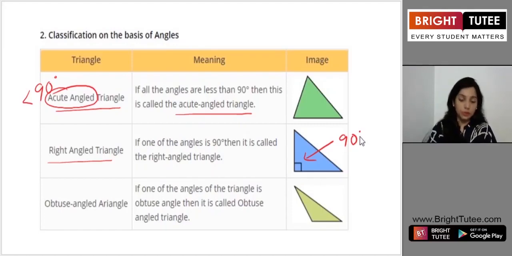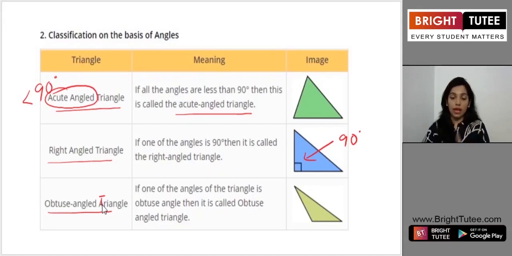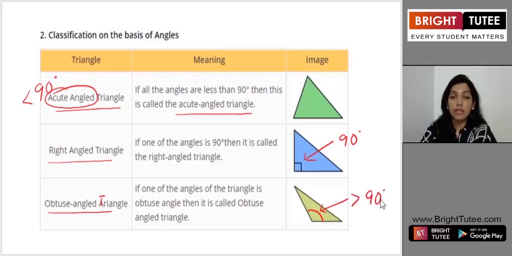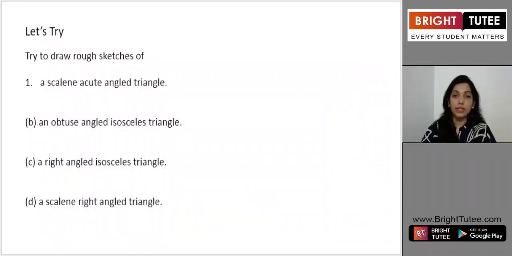Moving on to the third one. This is the obtuse angled triangle. Obtuse angled triangles are those where one of the angles measures more than 90. You can see this particular angle here, it's greater than 90 degrees, right? So if one of the angles of the triangle is obtuse, we call this kind of triangle an obtuse angled triangle.